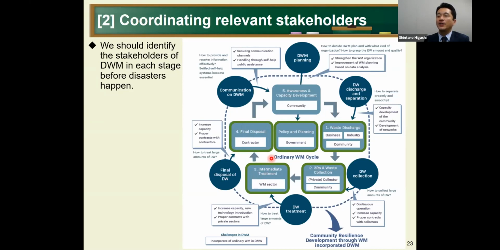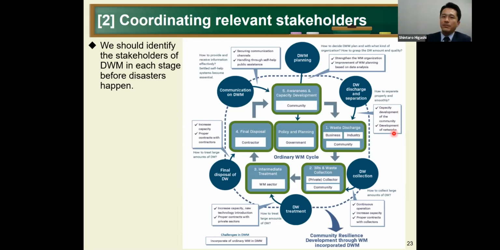There is a contractor who manages the final disposal site. And the total point is the community. They are in charge of such kind of cycle. This is the ordinary waste management cycle. But these stakeholders should also be involved in disaster waste management. So Higashi Sensei, just to confirm, to ensure proper disaster waste management, the stakeholders include not only public sectors, but also private sectors and communities.